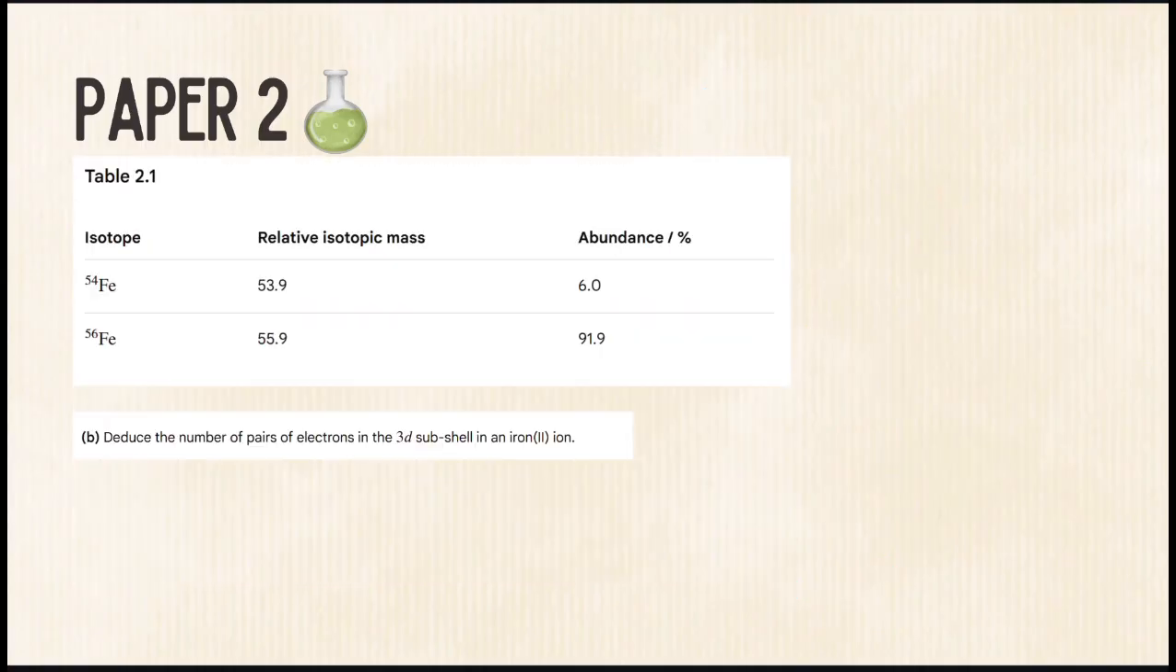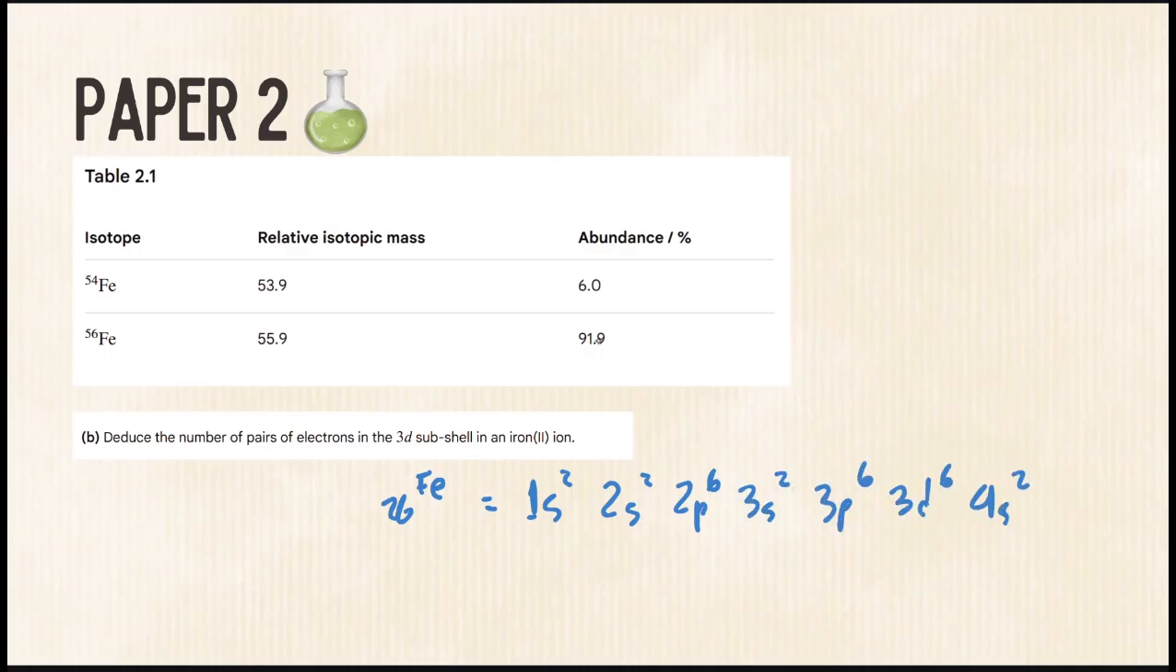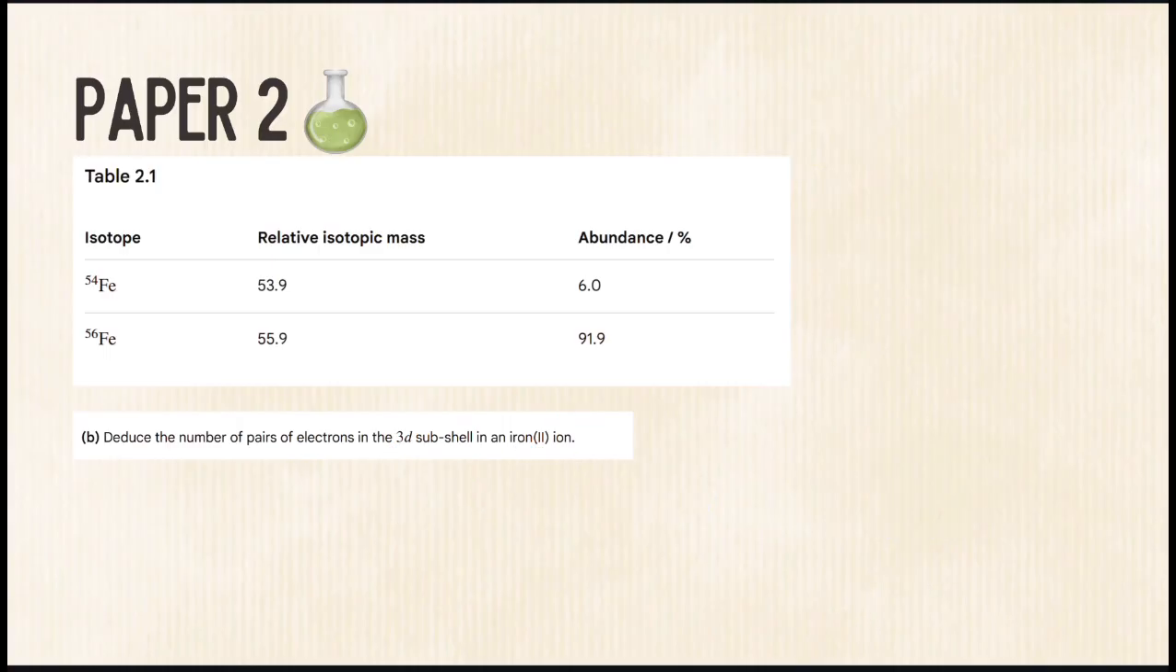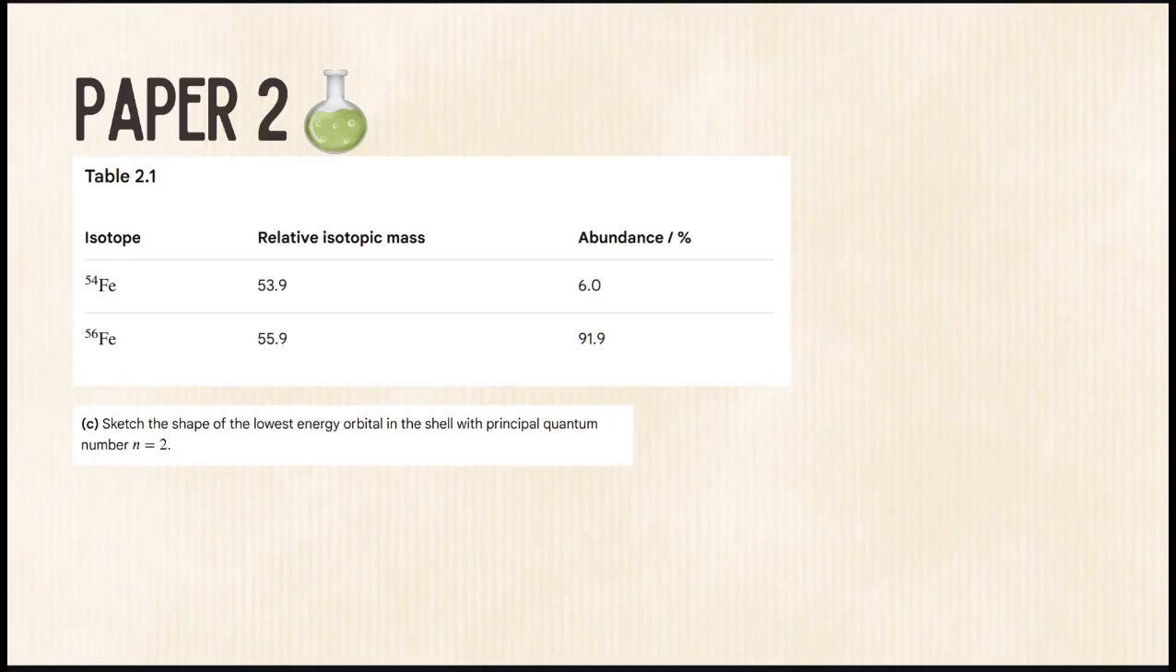Moving on to part B, we need to deduce the number of pairs of electrons in the 3d subshell for an iron 2 plus ion. To do this clearly, first I will write down the full electronic configuration for a neutral iron atom with 26 electrons. Now, the iron 2 plus ion means it loses 2 electrons. This leaves us exactly 6 electrons in the 3d subshell. Since a d subshell has 5 orbitals, these 6 electrons will fill them one by one first, leaving only one pair of electrons.